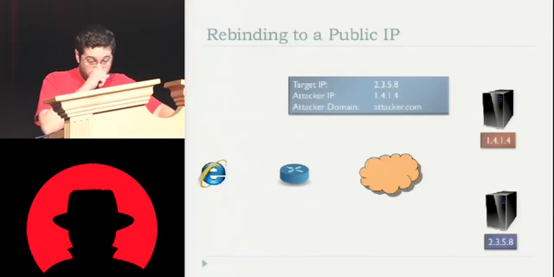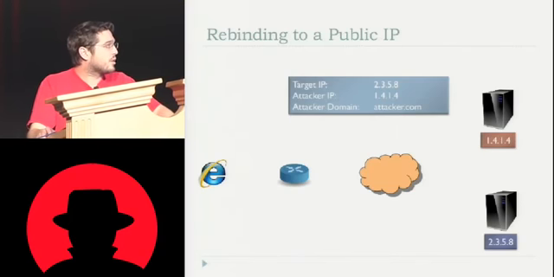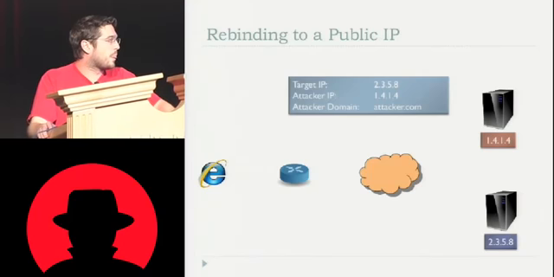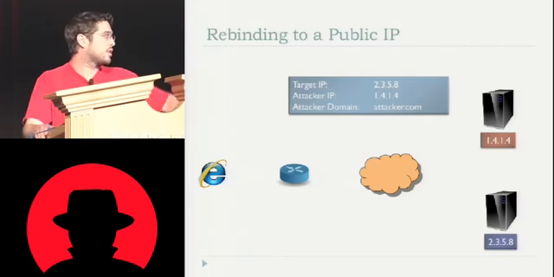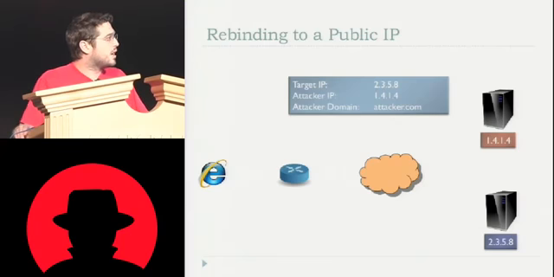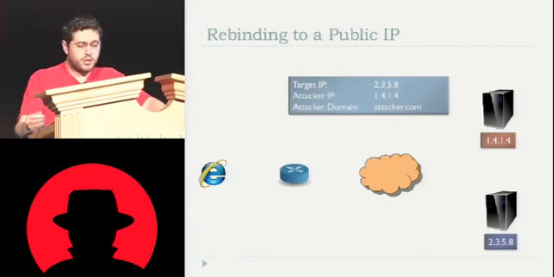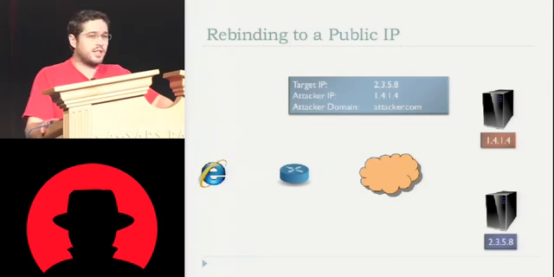So let's take a look at using this attack to go after a public server. So you've got your attacker out there with an IP address of 1414, and he wants to send some malicious content to the web server on 2358. Now, he doesn't want his IP address showing up in the logs for whatever reason. So he's going to proxy his requests through this client who's feeling very safe sitting behind his router.